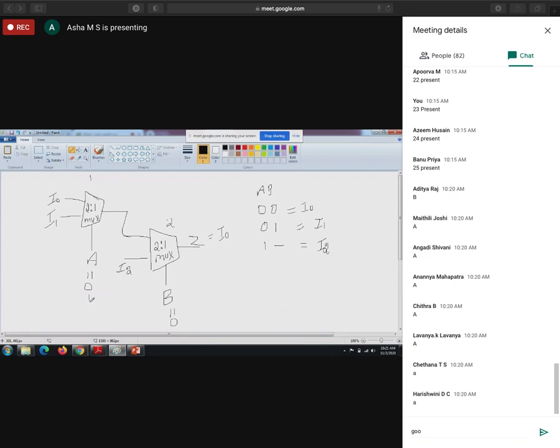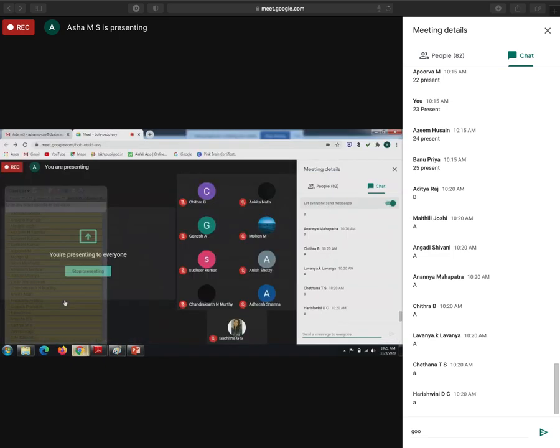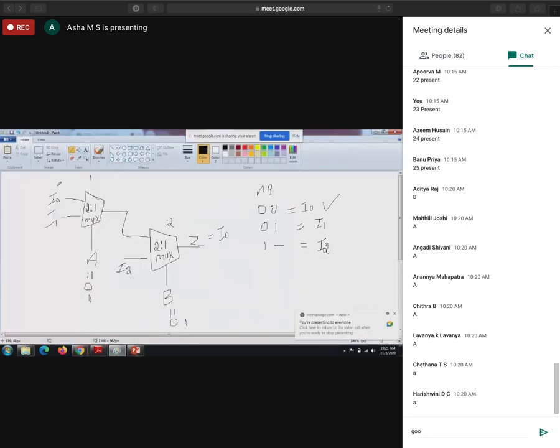Next, A equal to 0, B equal to 1. When A equal to 0, again what will it be selecting? See, the first condition is satisfied, correct, right? When A equal to 0, it is going to select I naught. So the first condition is satisfied. But for A equal to 0, B equal to 1, I need to select I1.